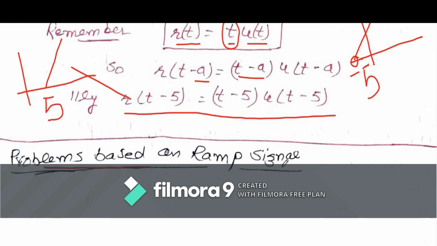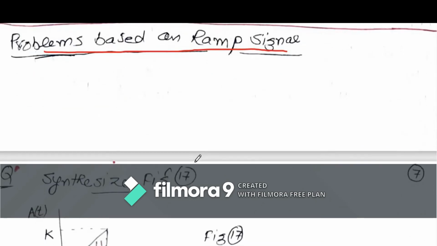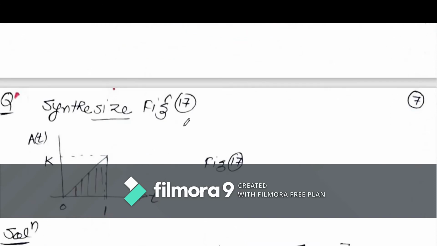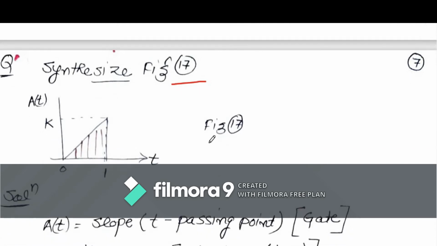Now let us synthesize figure 17. This is figure number 17, a function named a of t, a ramp function like this, a straight line. This is K, it is 0, it is 1.